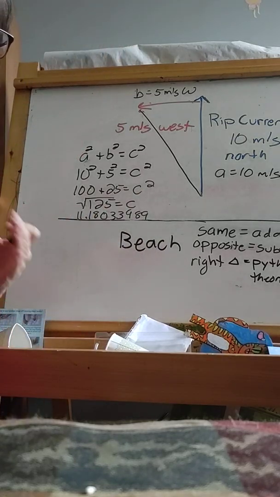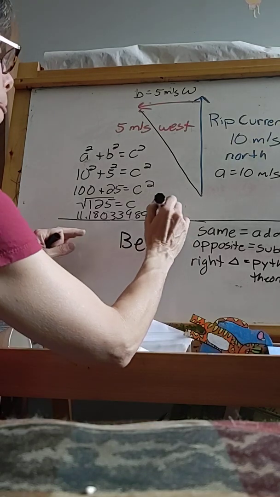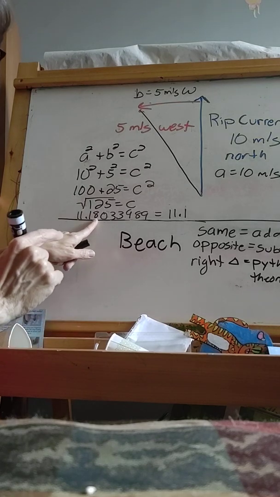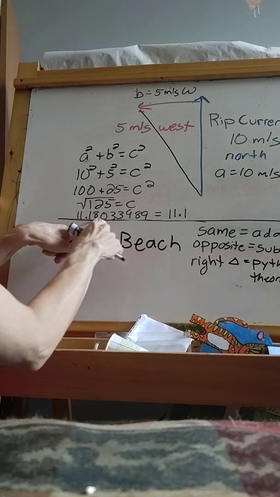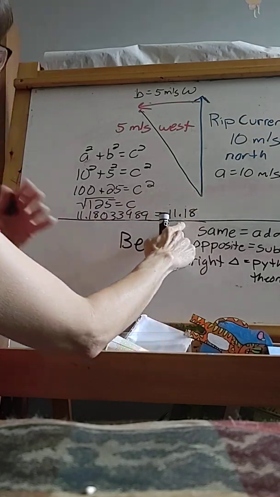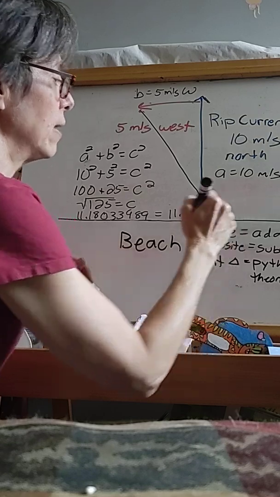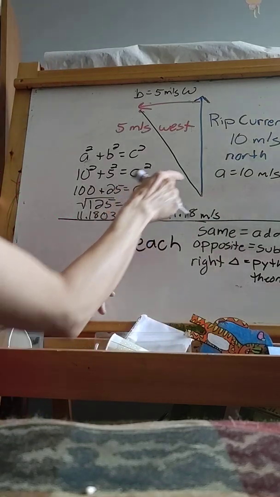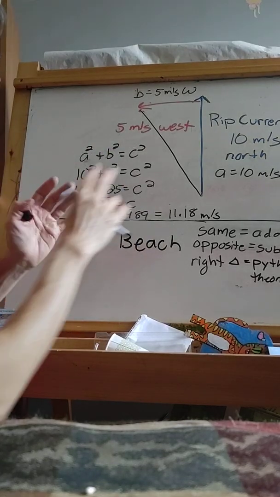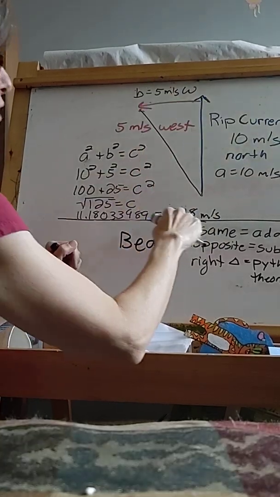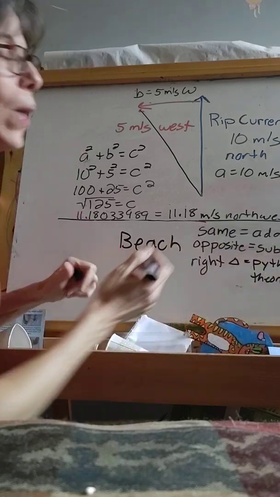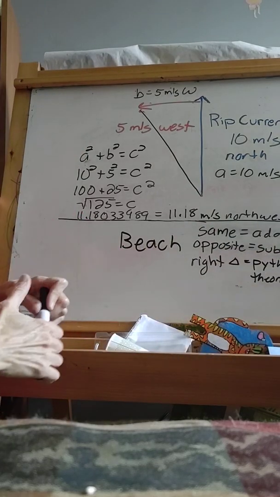But remember, in physics class, we always round to the hundredths place. So my answer is going to be 11.1, and this 8 might stay an 8, or it might go up to a 9. So I look at the number after it. Oh, that's really low. So this is going to stay an 8. I always give my unit, meters per second, and I always give my direction. Well, when we have vectors that are at right angles to each other, you kind of mush the directions together. So we had north and we had west, so the direction is northwest.